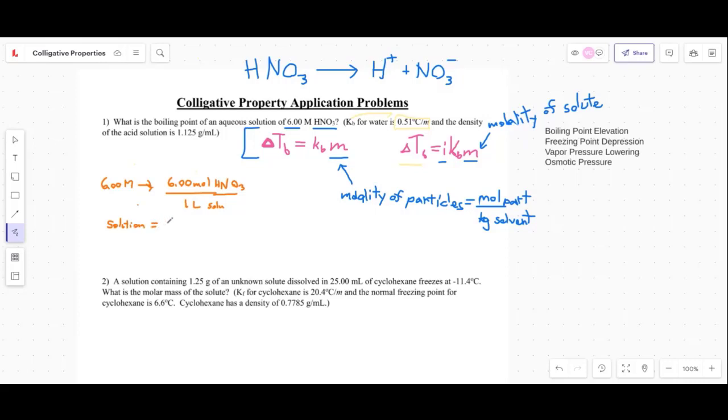The solution is equal to solute plus solvent. So if that's the case, we have 1 liter of solution, but we want to actually get the mass of the solvent, the kilograms of solvent. So the first thing we're going to want to do is convert the volume of the solution to mass. And we can do that using the density here. And once again, density can be used as a conversion factor, right?